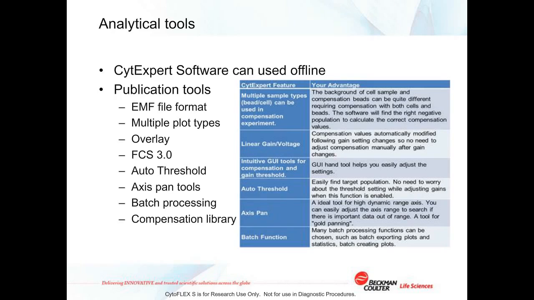The files generated by the CytExpert software utilize the FCS 3.0 standard, and you can export the flow cytometry files from this software, which can be read by other analysis software like Kaluza from Beckman Coulter, FCS Express, and FlowJo.